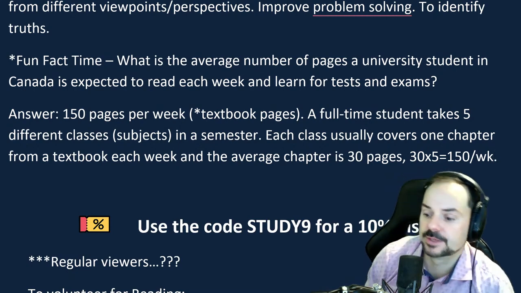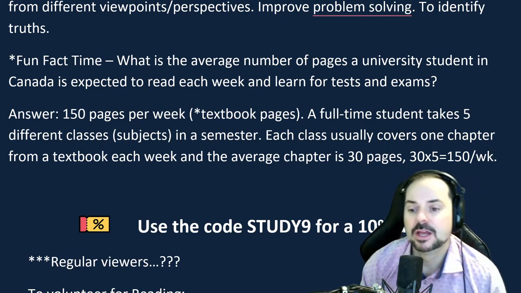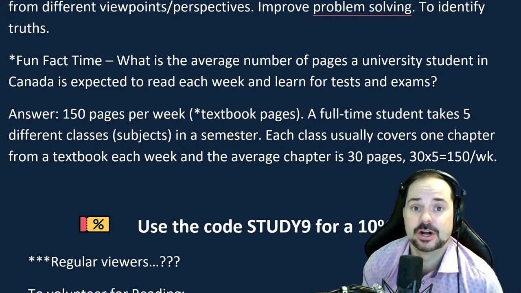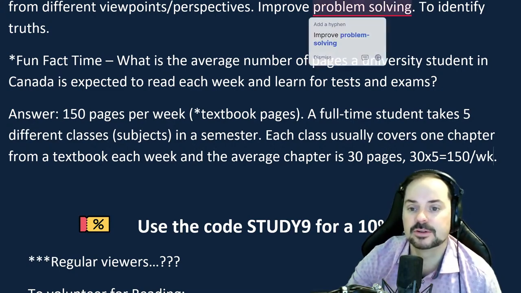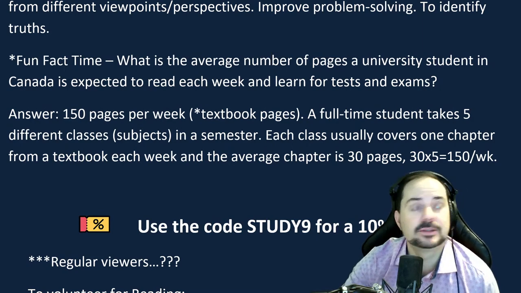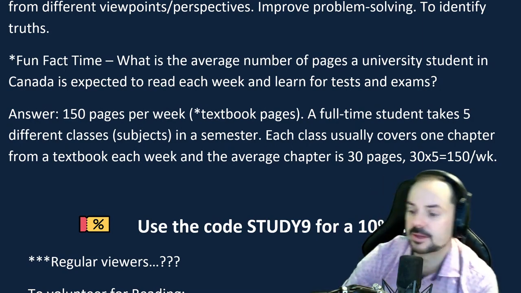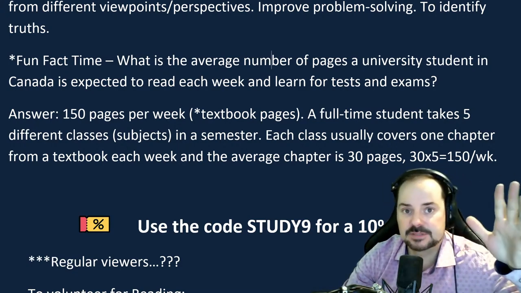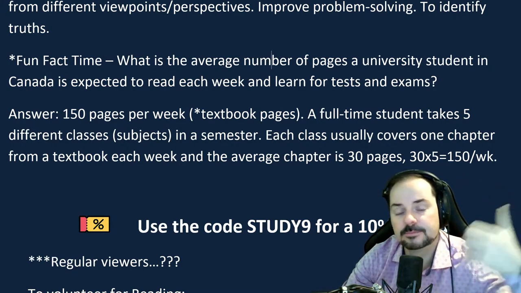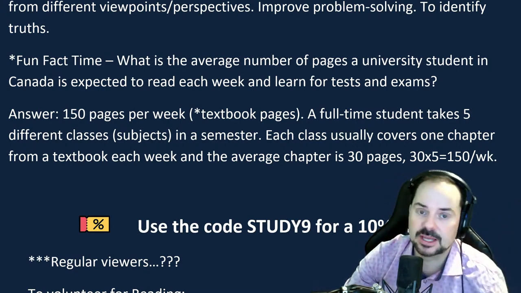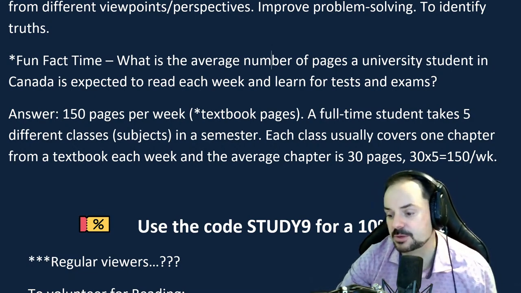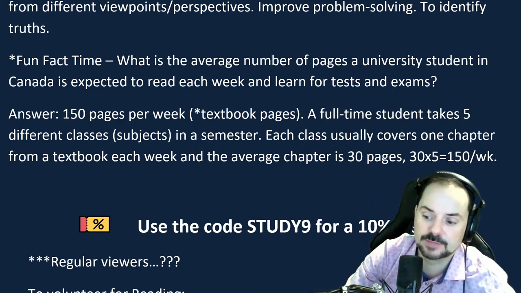All right, so there you go. So it's about 150 pages. So skimming and scanning, yeah, forget about that. That's just not going to happen for you in university, right? So you have to learn the right approach here. So 5 classes, 5 subjects, 1 chapter per week, per class, per textbook. That's 30 pages in a chapter. 30 times 5, 150. That average will really come out. Okay. All right. So keep that in mind.